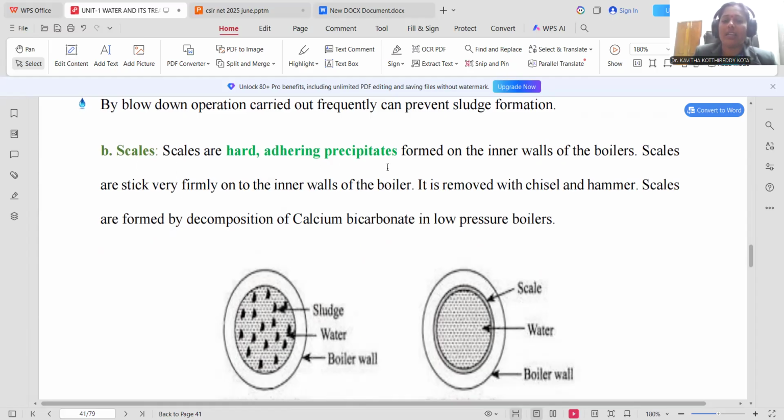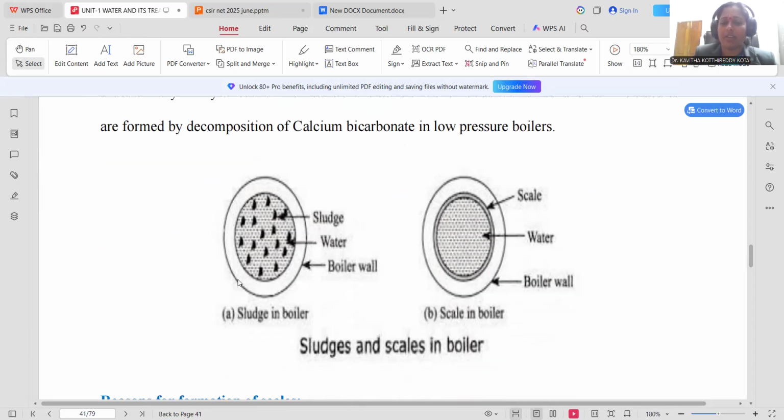Scales are hard, adhering precipitates formed on the inner walls of the boiler. Scales stick very firmly on the inner walls of the boiler body. They are removed with a chisel or a hammer. Scales are formed by decomposition of calcium bicarbonate in the lower pressure boilers. If you consider this is the boiler inner part, this is where you can notice the sludges. Sludges are loosely bonded, that may not create any problem.